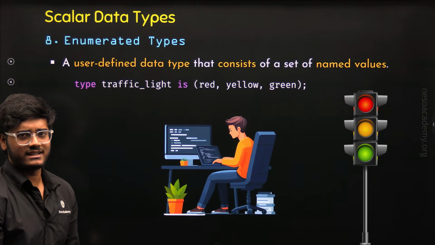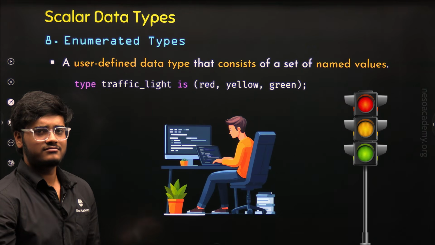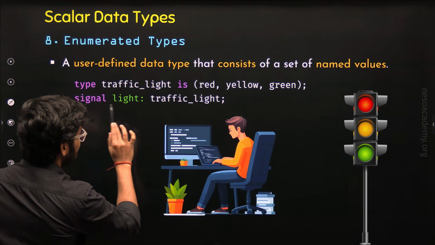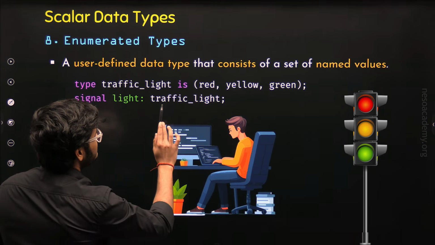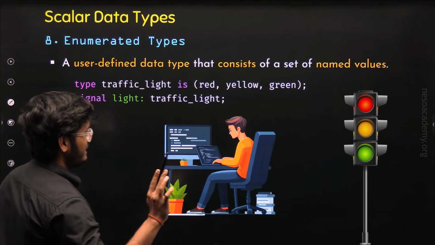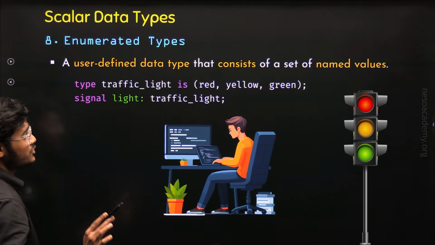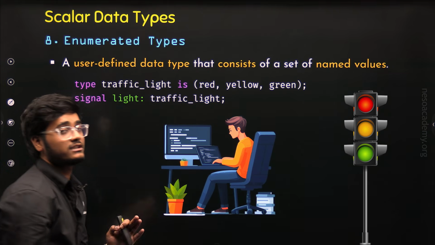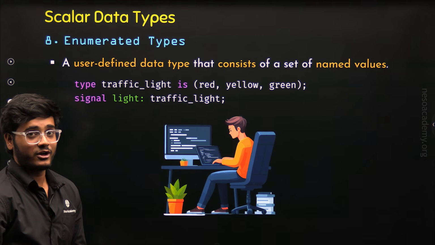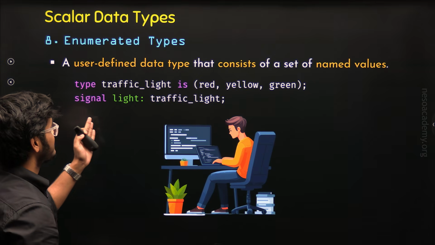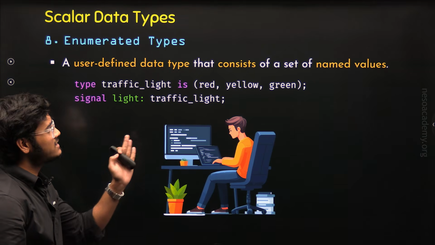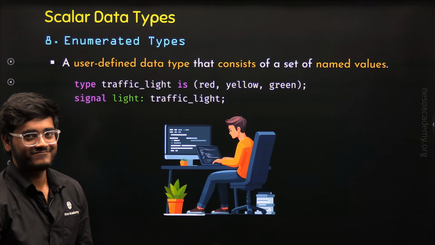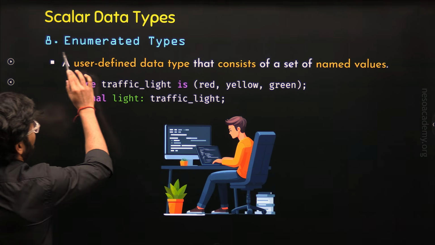Now how to use this data type? Just like we used others. So here I am declaring a signal named light with a data type traffic_light. Meaning this signal light can store any of these names, red, yellow or green, but not any other colors. So I hope you understand how to create a custom data type. Now, a custom data type makes the code more readable and more meaningful.